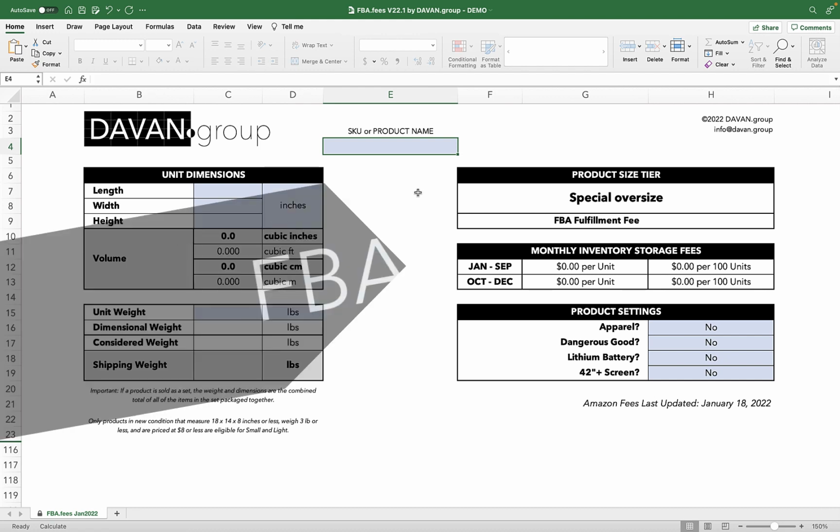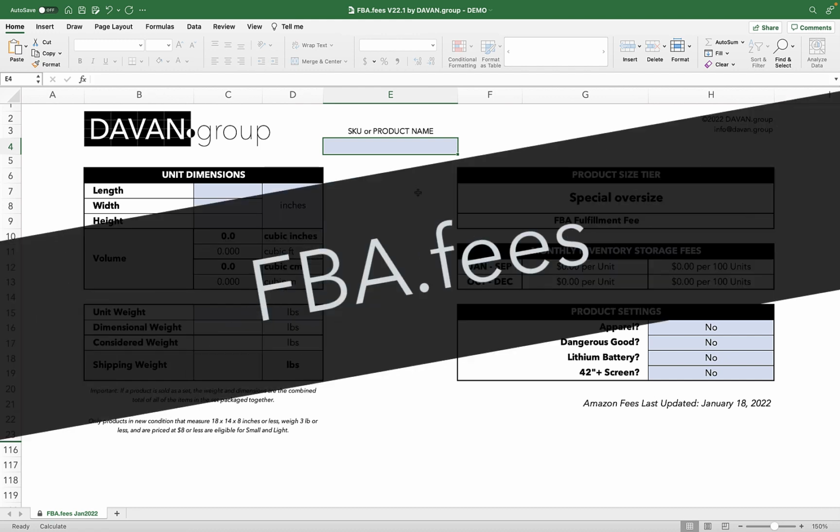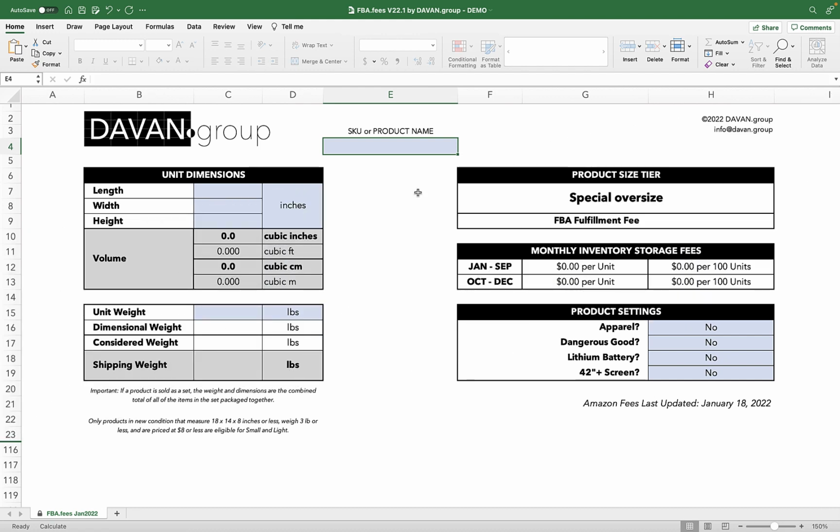Today I'm going to be going over our FBA fees sheet. Now this one is one of my personal favorites, and it's become increasingly important lately because, as you might have heard, or maybe you didn't, Amazon actually increased several of their fees on January 18th, 2022. So you might have noticed that several of your FBA fulfillment fees have gone up recently. So this sheet will show you exactly what to expect.